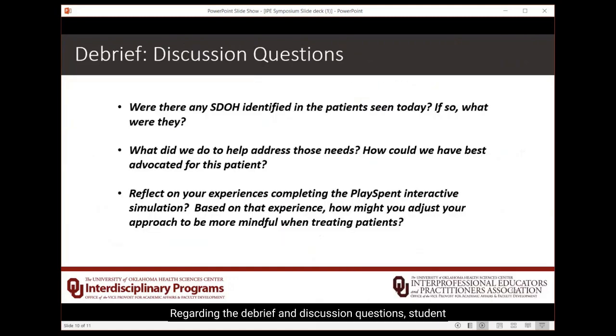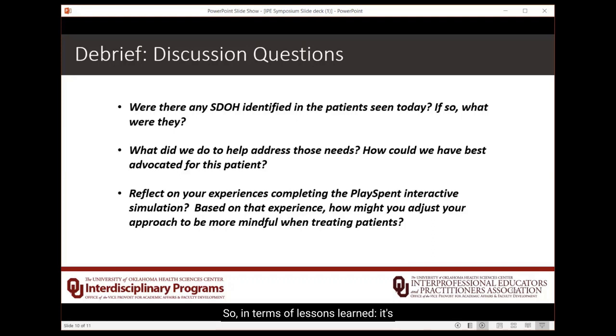Regarding the debrief and discussion questions, student organization operation leaders will be strongly encouraged to consistently facilitate structured debriefs using the discussion questions portrayed on the slide. And this will be done with support from supervising faculty as appropriate.